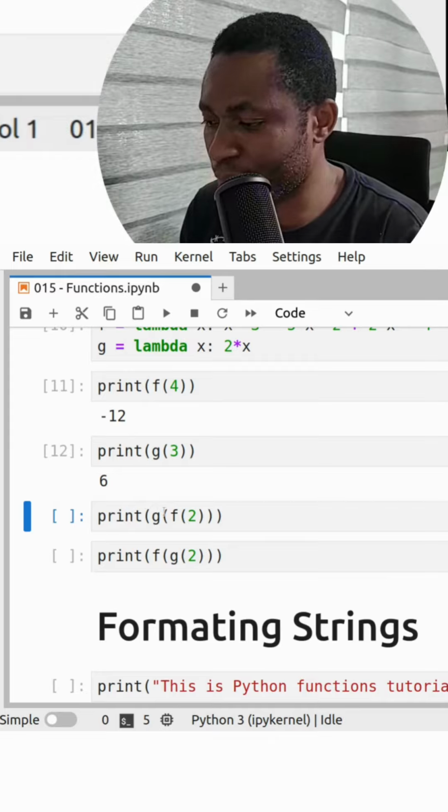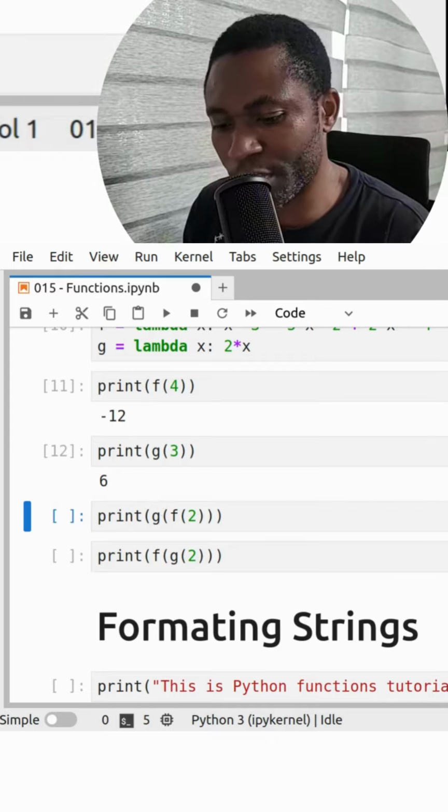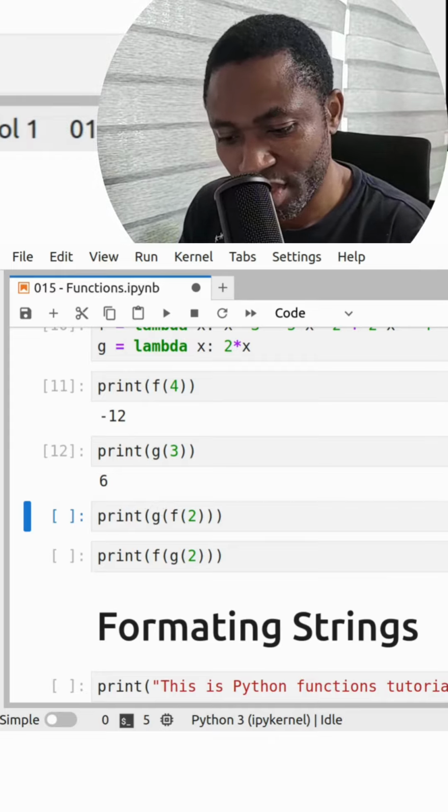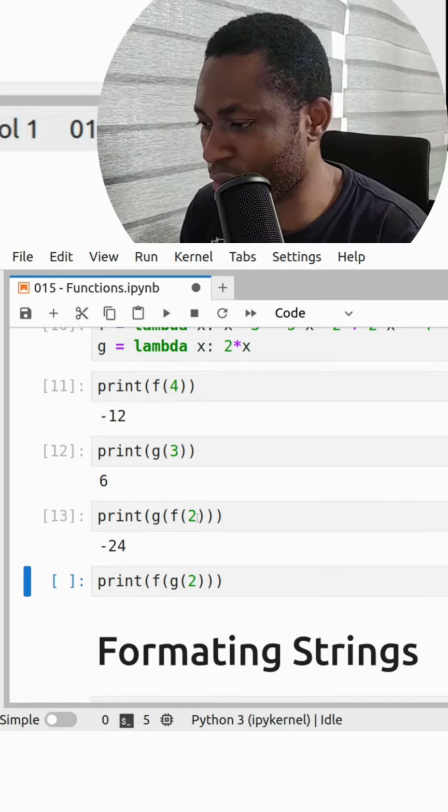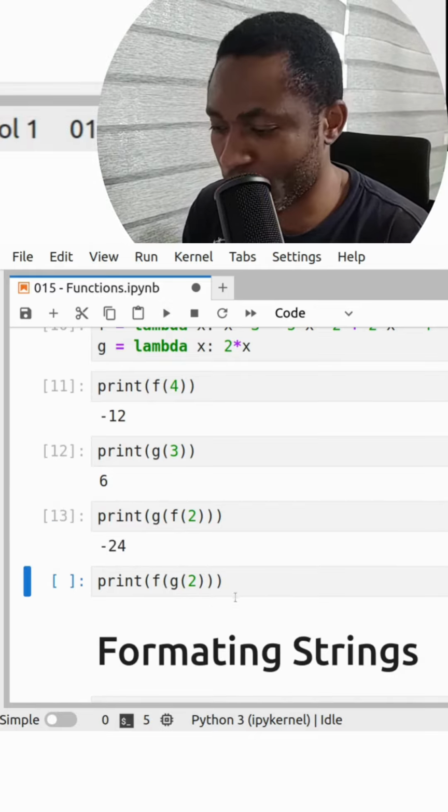Next, let's print g of f of 2. In other words, we substitute 2 into f of x. The returning value is substituted again into g of x. If we run that, it gives us minus 24.